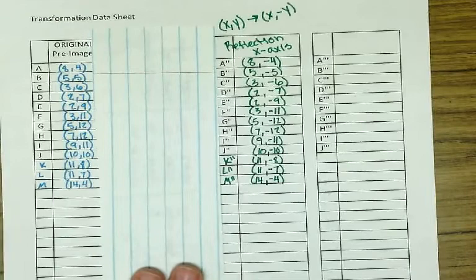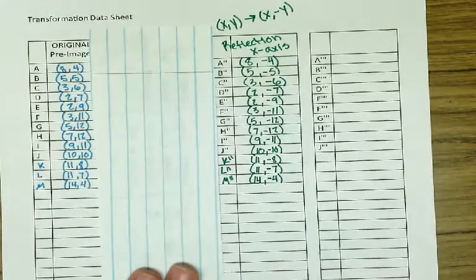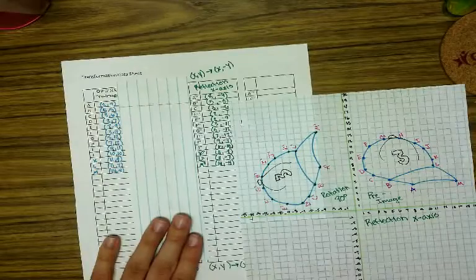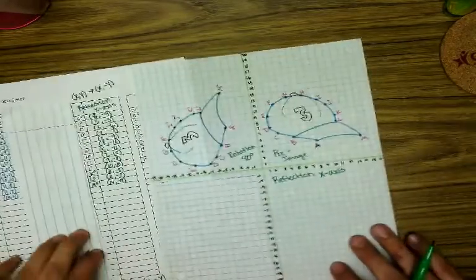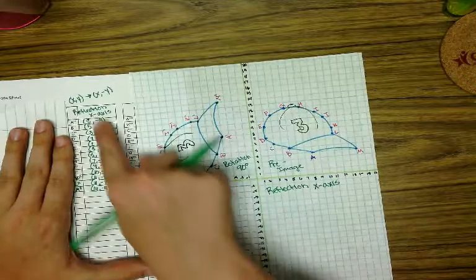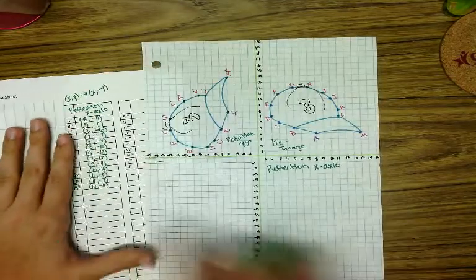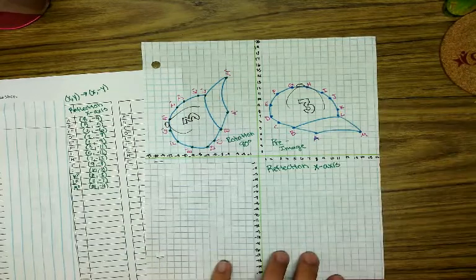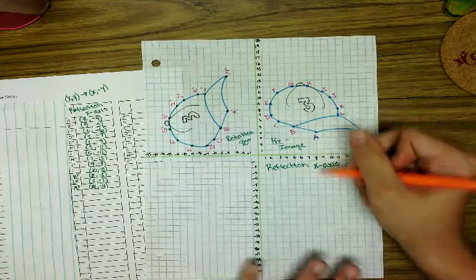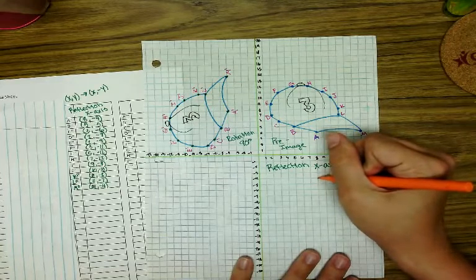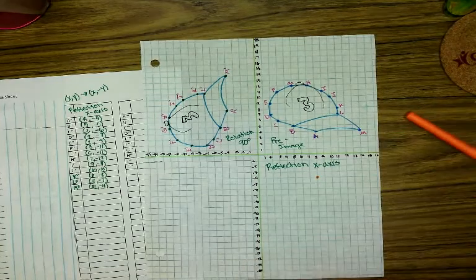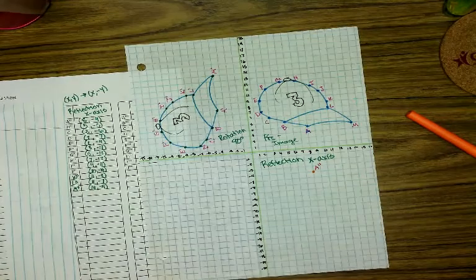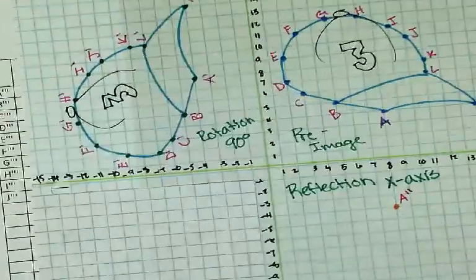All right, since I have all my points labeled now, I'm going to grab my graph paper. Let me zoom out so y'all can see. All I'm going to do now is plot all these points. Our first point is 8, negative 4, so we go over 8 to negative 4. So our first point is right here, and we'll label this one A double prime. Make sure you put 2 primes there, okay? Let me zoom in so y'all can see.